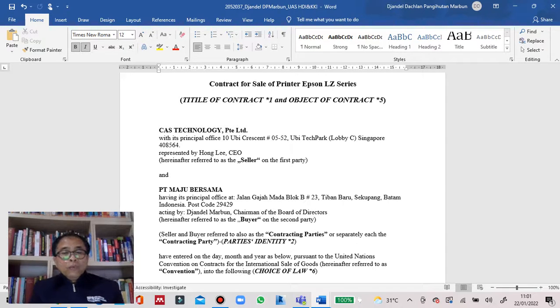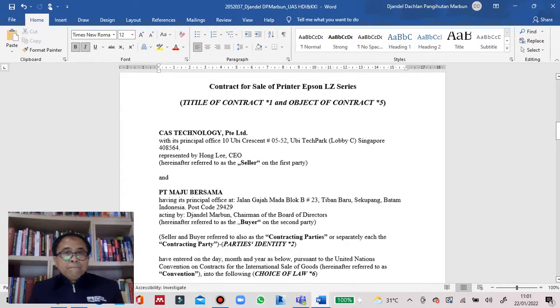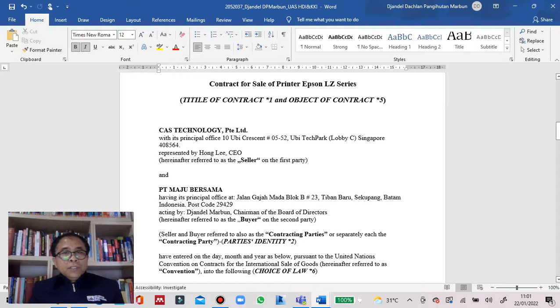Now we are moving to the contract of sales of printer Epson as the title. And also this is as an object of contract.